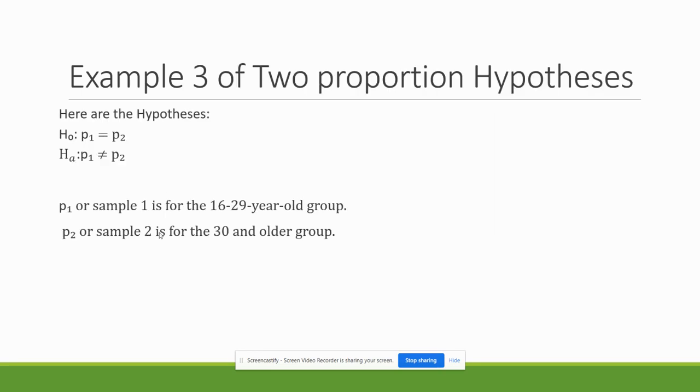Okay, so let's look at the hypotheses. Again, I just want to know if there's a difference. I didn't care if it was less than or greater than, I just wanted the difference. So for the null, the proportion of group 1 equals the proportion of group 2. The alternative is the proportion of group 1 does not equal the proportion of group 2. Proportion 1, or sample 1, is the 16 to 29 year old group. Proportion 2, or sample 2, is the 30 or older group.